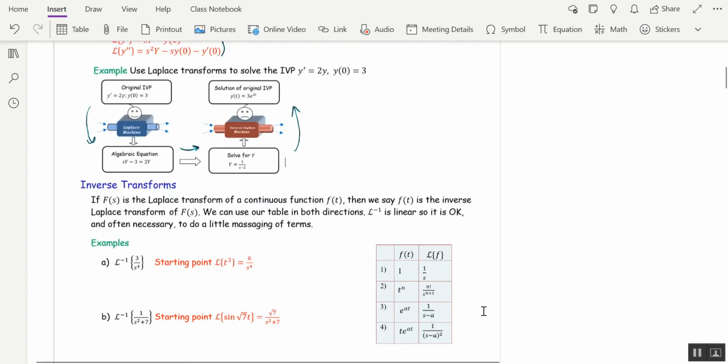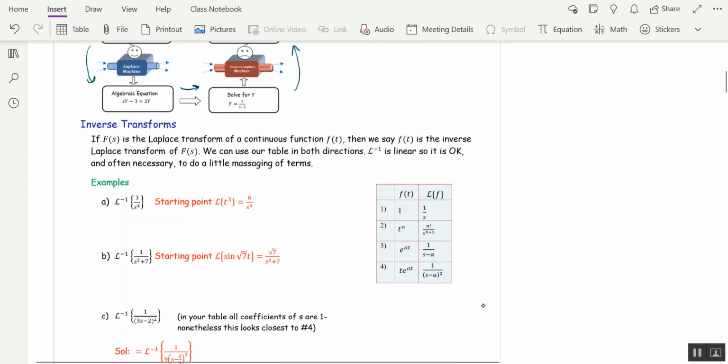We talked about this a little bit the last time. Let's look at this first example here. I want L inverse of 3 over s to the fourth. Well, my starting point is formula number 2, which would tell me that L of t cubed is 6, which is 3 factorial over s to the fourth. Well, I have a 3 over s to the fourth, so that's okay. I can simply divide by a half. So this is equal to 1/2 t cubed.